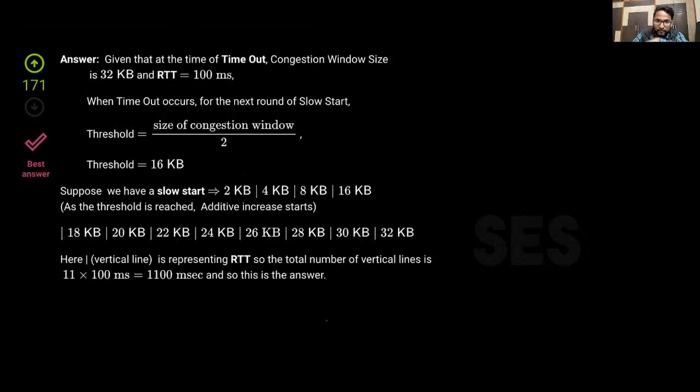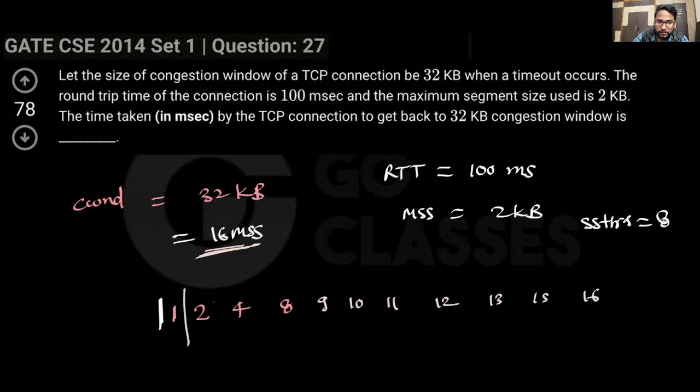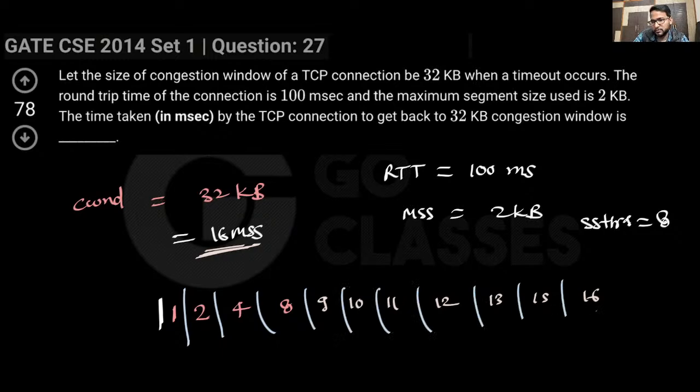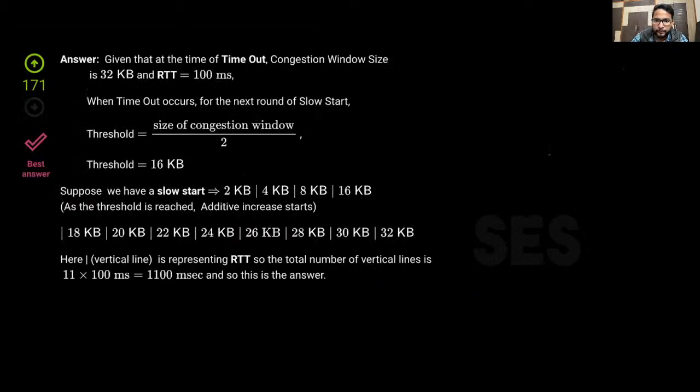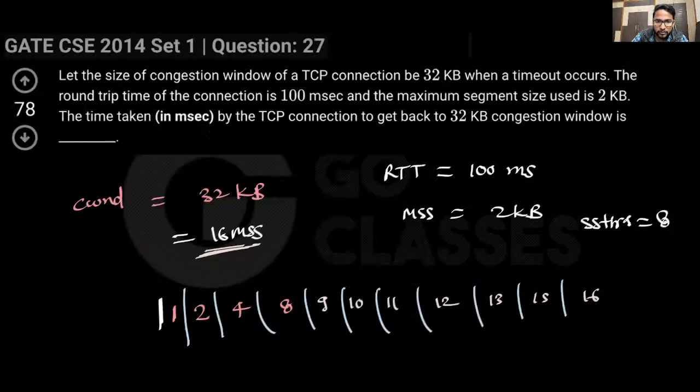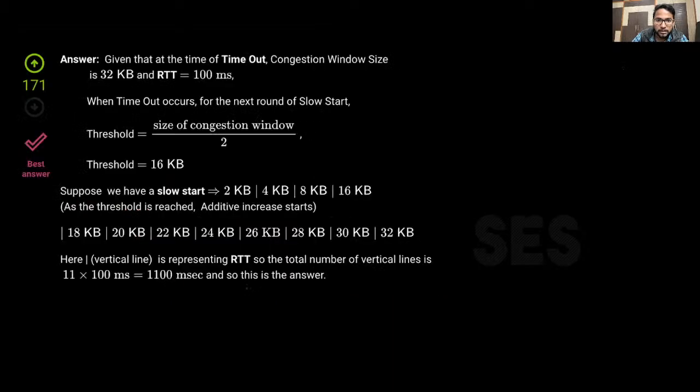Let me see the answer. Okay, there are 11 RTTs. This is 2, 4, 1, 2, 3, 4, 5, 6, 7, 8, 9, 10. They are having 2, 4, 8, 16. This is 1, 2, 4, 8. Yeah, 2, 4, 8, 16, 18, 20, 22.